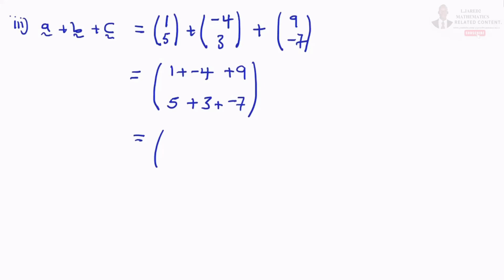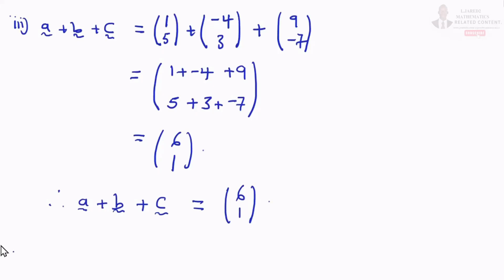1 plus negative 4 is negative 3, plus 9, we are having 6. Then 5 plus 3 is 8, and 8 minus 7, we are getting 1, implying that vector A plus vector B plus vector C equals 6, 1 as a column vector. Then we can have the last Roman numeral, that is Roman numeral 4.